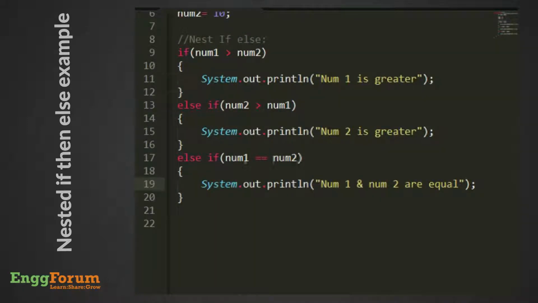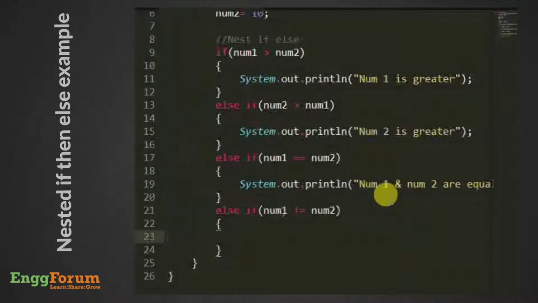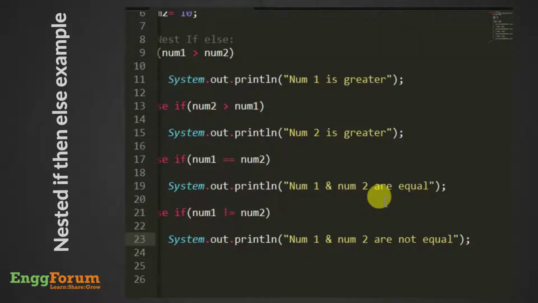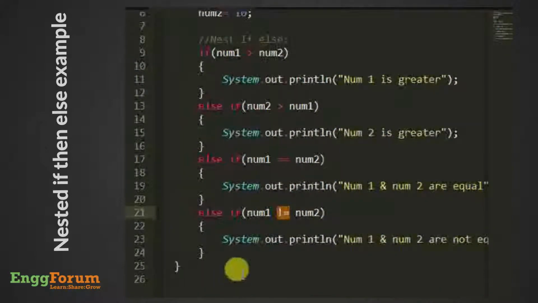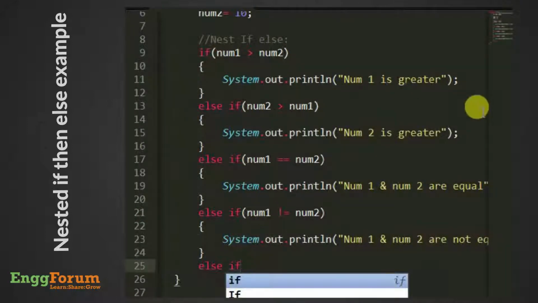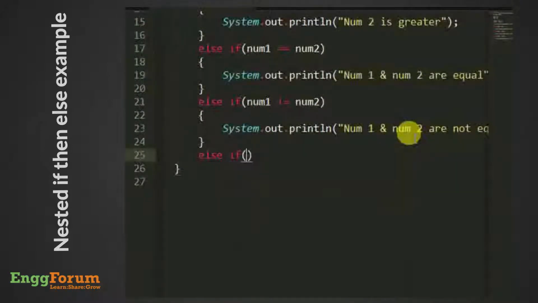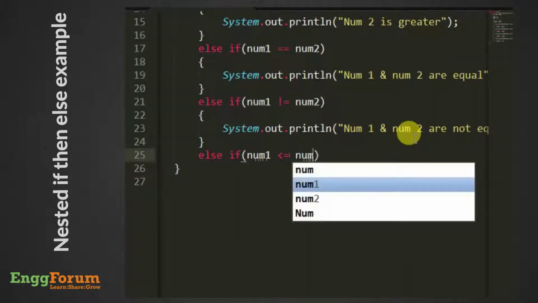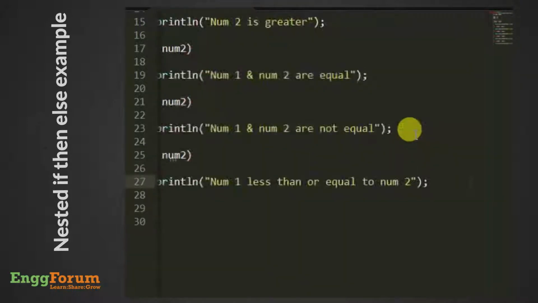Also, check if num1 not equal to num2. We have exclamation symbol, which represents logical complement operator. Let's move on to next else if block. Here, check if num1 is less than or equal to num2. Also, check if num1 is greater than or equal to num2.